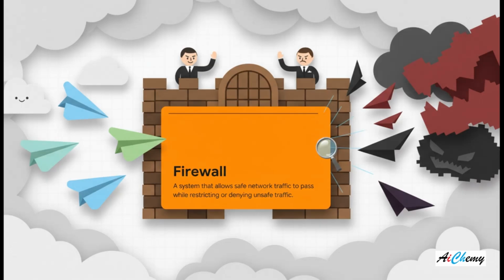Okay, so what's its job exactly? Well, the textbook definition is pretty straightforward. It's basically a system that's designed to let all the safe traffic pass right through, while restricting or just flat out denying anything that looks unsafe. Sounds simple enough, right? But here's the catch. Just like real-world bouncers, firewalls come in different flavors, each with their own special set of skills.